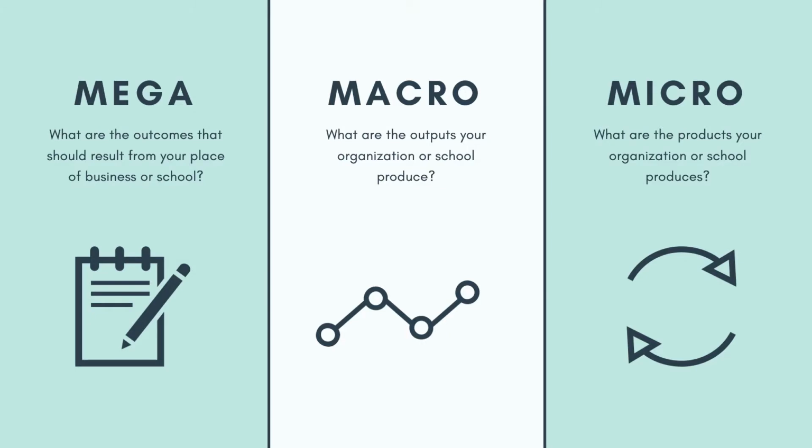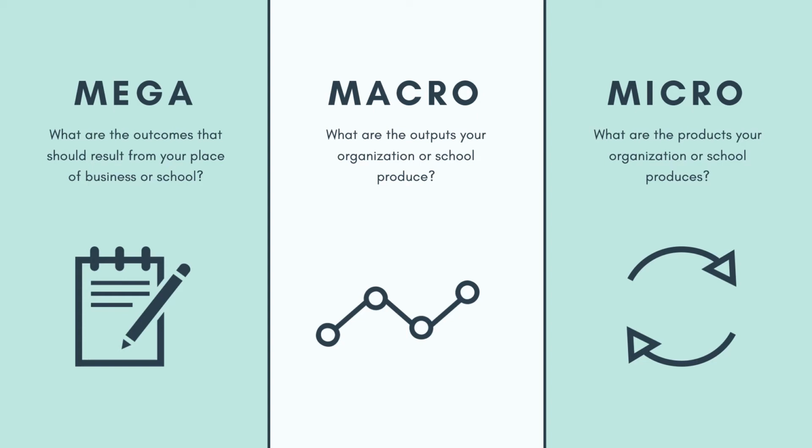Now that you know a little bit more about Kaufman and his model, we have an activity for you. Consider your place of work or your school if you don't work currently. What are the mega-level outcomes that should result from your organization? Remember that mega-level has to do with benefit to society.